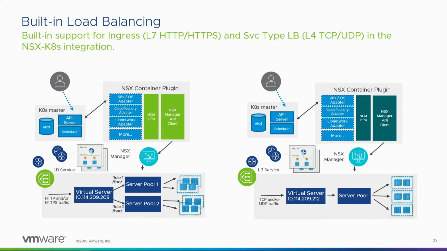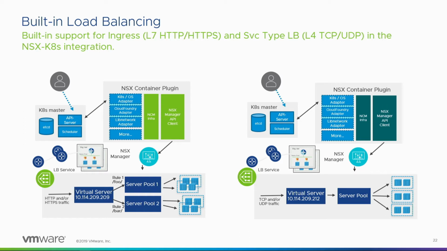NSX can support layer 7 load balancing. In this example on the left, you can see that based on the URI, if it's foo, it will send to pool number 1. If the URI is bar, it will send it to pool number 2. And please remember, if the pod in the pool changes its IP address, NSX knows immediately that they're changing, and will know where to send the traffic.